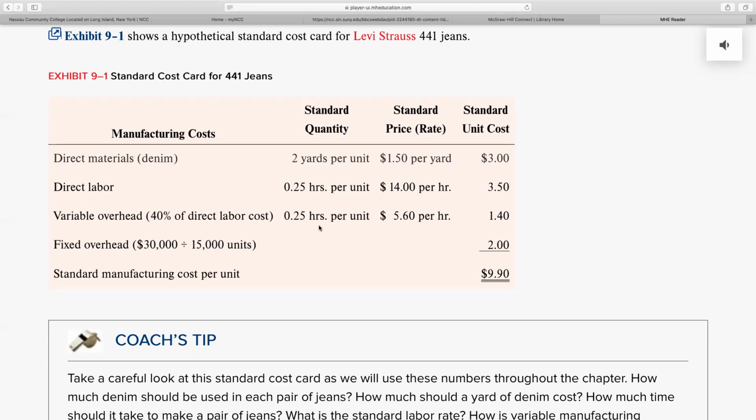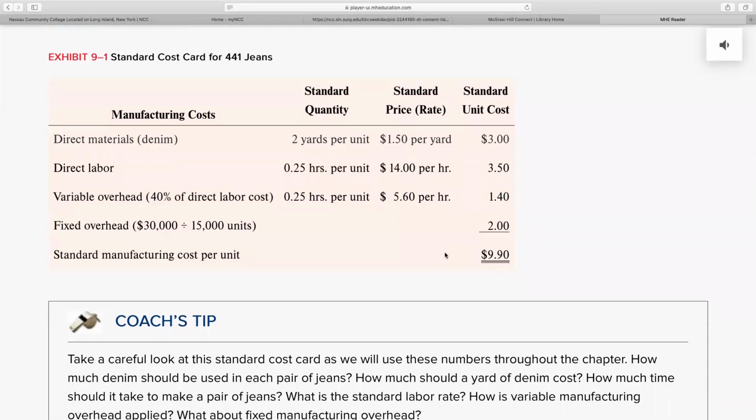And the variable overhead is 40% of direct labor cost. So 40% times $14 is $5.60. And if the fixed overhead is $30,000 and we're going to make 15,000 pairs of jeans, we could say that the fixed overhead is $2 for a pair of jeans. But remember, that's not that critical. So what does it cost to make a pair of jeans? It costs $9.90.